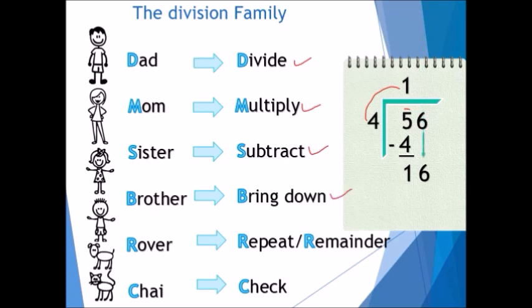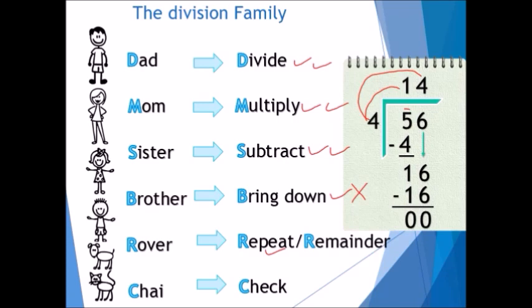Then we repeat the same steps all over again. We repeat until we are done with all the dividend's digits. 16 divided by 4 is 4. Now we multiply. 4 times 4 is 16. Then we subtract. 16 minus 16 is 0.